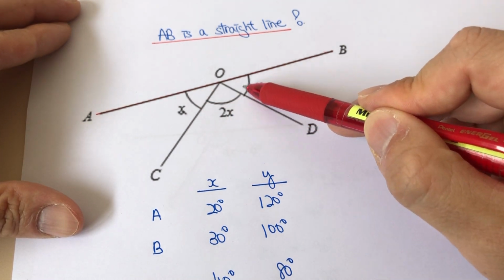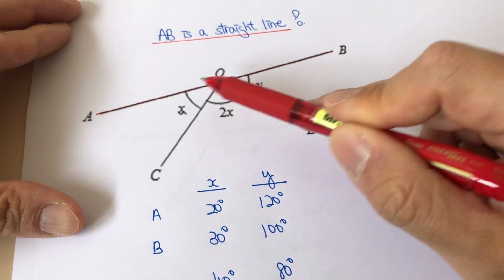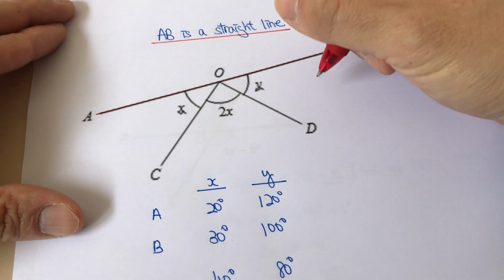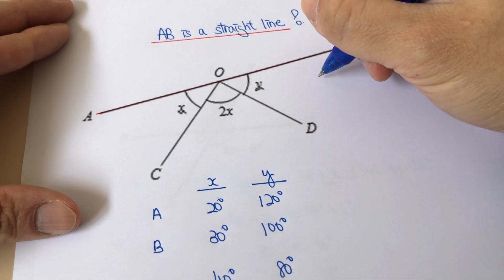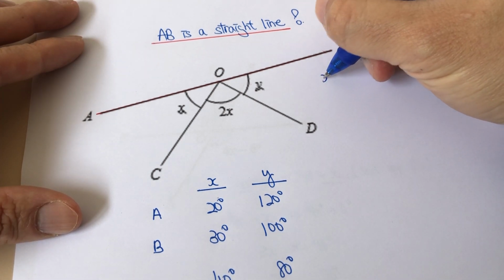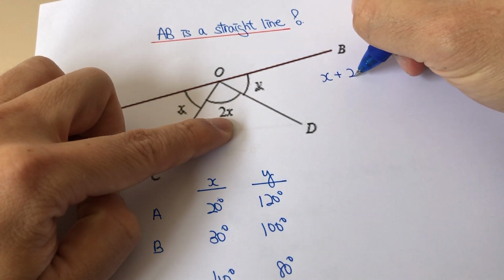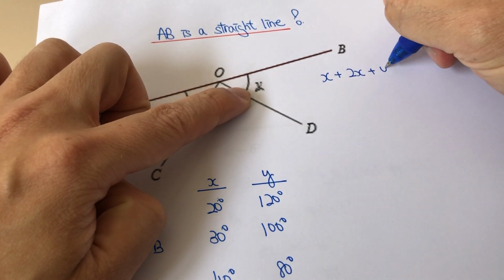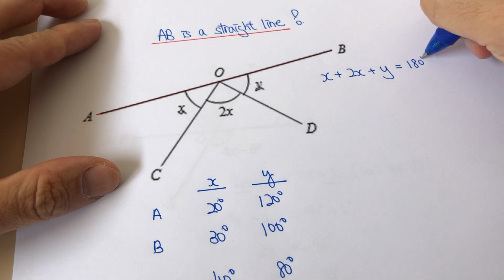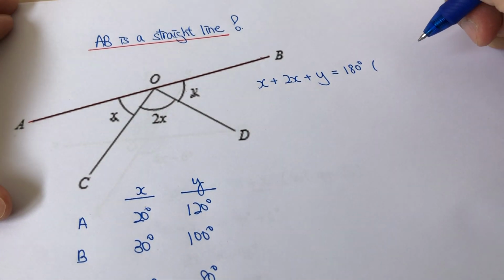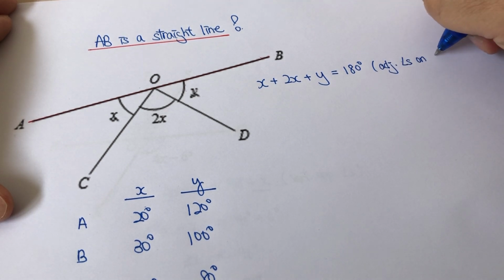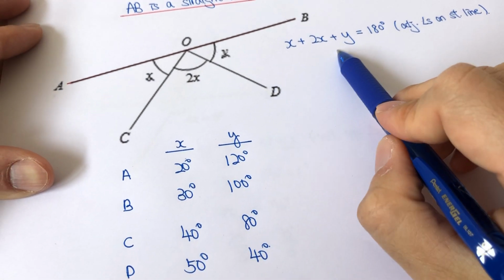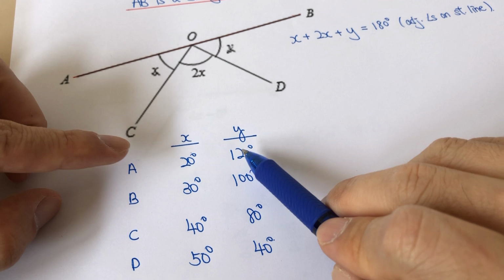Yes, a straight angle. If you add the three angles up, they become a straight angle. And we know that a straight angle is 180 degrees. The size must be 180. So we know that x plus 2x plus y must be equal to 180 because, remember the reason? Adjacent angles on a straight line, right? So if you add them up, it must be equal to 180. Therefore, we just need to check.